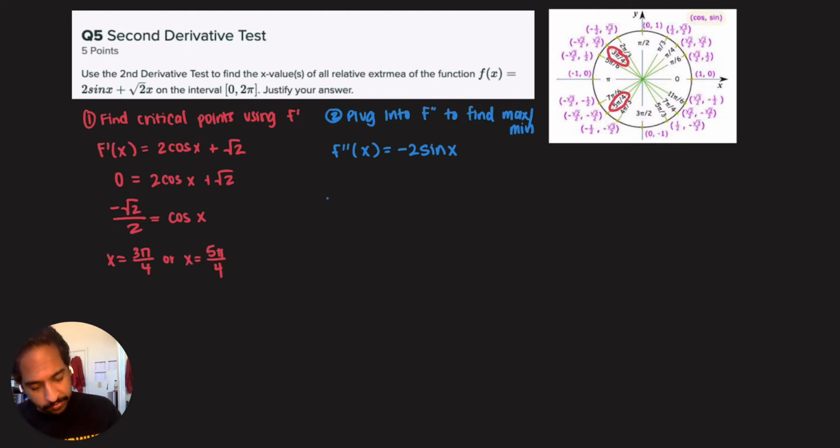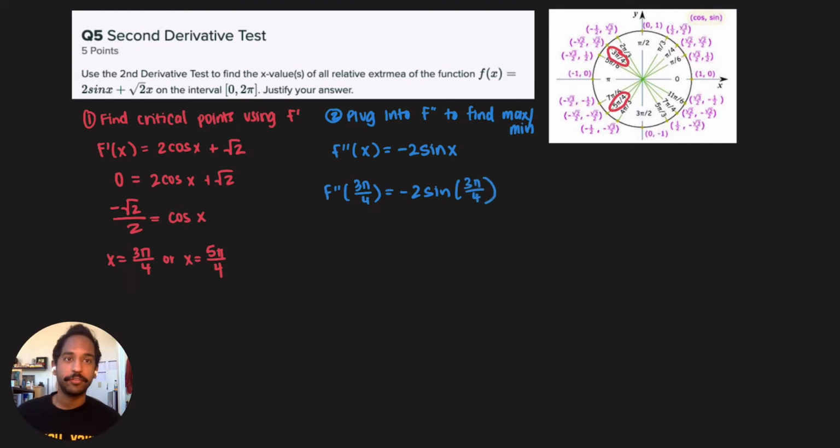So now we need to find f double prime of 3 pi over 4, which is negative 2 sine of 3 pi over 4. Again, we can look back at our unit circle. I would like for us to know this at some point. Sine of 3 pi over 4, I see, is root 2 over 2. So that'll equal negative 2 times root 2 over 2. And this will equal negative root 2. It doesn't really matter what it equals, but what we notice is that it's less than 0.